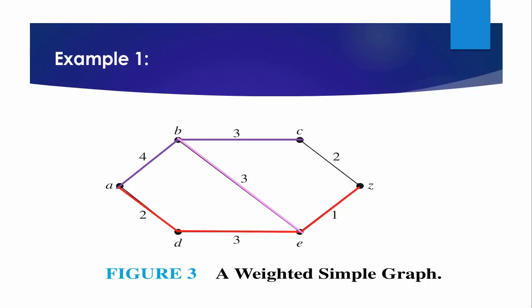Because the shorter of these paths is A, D, E, Z, the fourth closest vertex to A is Z, and the length of the shortest path from A to Z is 6. We now give the details of Dijkstra's algorithm.